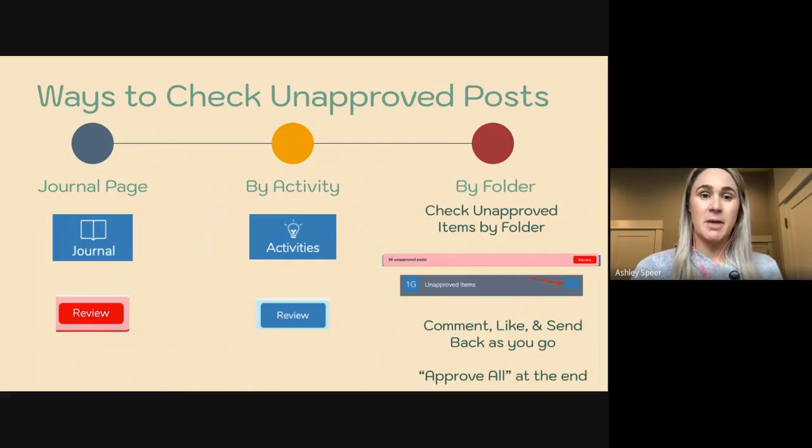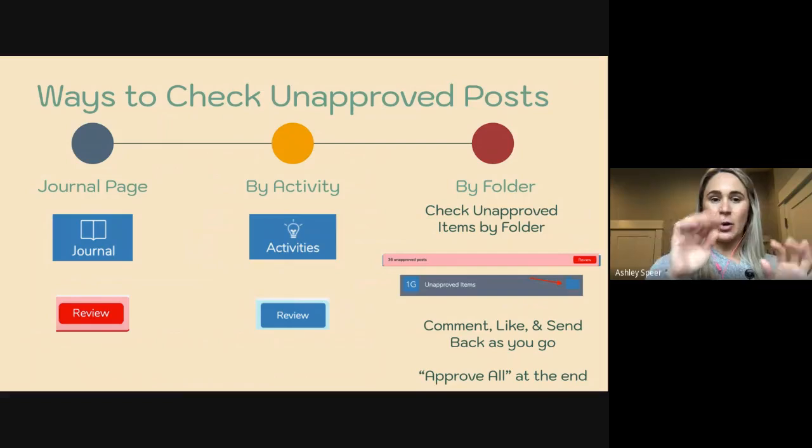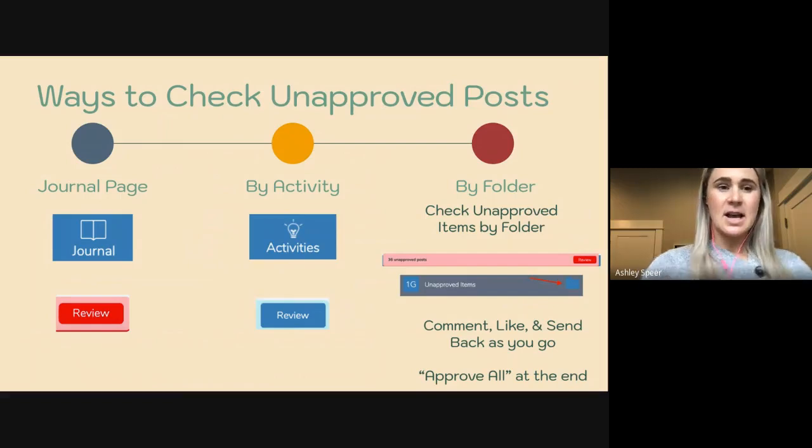Or you could respond by folder. So you would go to the unapproved post at the bottom, then click that folder icon, and then click which folder you want to check with, and then go through there. How I do it is I'll check the folder and then go through and comment as I go, and then at the bottom say approve all after I've had a chance to comment on all of them. That's if you're wanting to approve by folder, and if you're using the folders, if that's what works for you. So those are the 3 different ways to check unapproved posts.